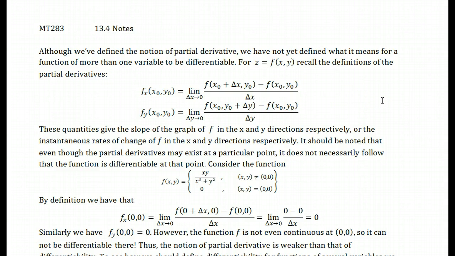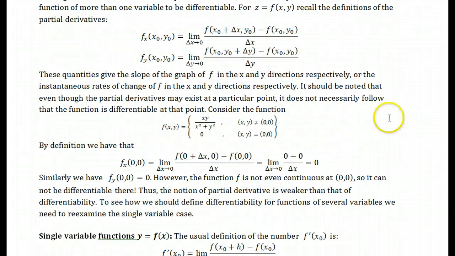But we have not yet said what it means for a function of two variables, say, to be differentiable. It turns out that's a pretty complicated definition, pretty technical. Now, it turns out it's not sufficient for just the partial derivatives to exist at a particular point. We saw this example when we talked about limits.